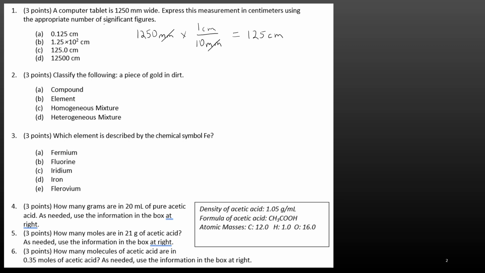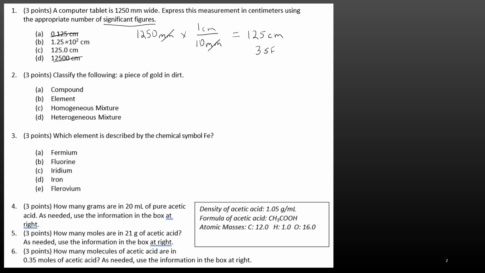I have to report that with the correct number of significant figures, and here there are 3 significant figures in 125. So let's look at the potential answers. First answer, that's just wrong. D, that's wrong. So what about B and C? Well, they both appear to be 125 centimeters. Which one has the appropriate number of significant figures?